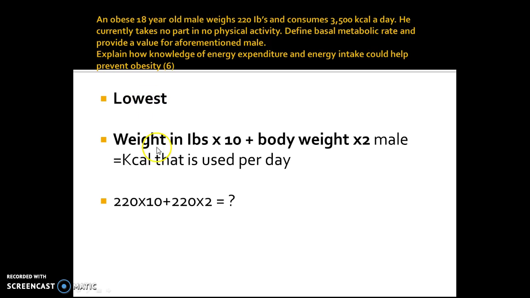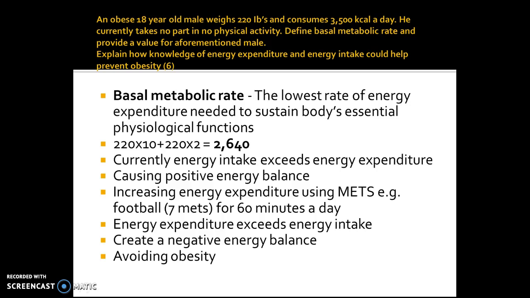So for basal metabolic rate, this is your equation: weight in pounds times 10 plus body weight times 2. So that is the equation that you should be going into the exam with. So I'll put it down here, 220 times 10 plus 220 times 2. So basically then, this is what your answer should come to. Basal metabolic rate: the lowest rate of energy expenditure needed to sustain the body's essential physiological functions. Your figure should come to 2,640 calories in terms of his basal metabolic rate. So that's what he's burning at rest.